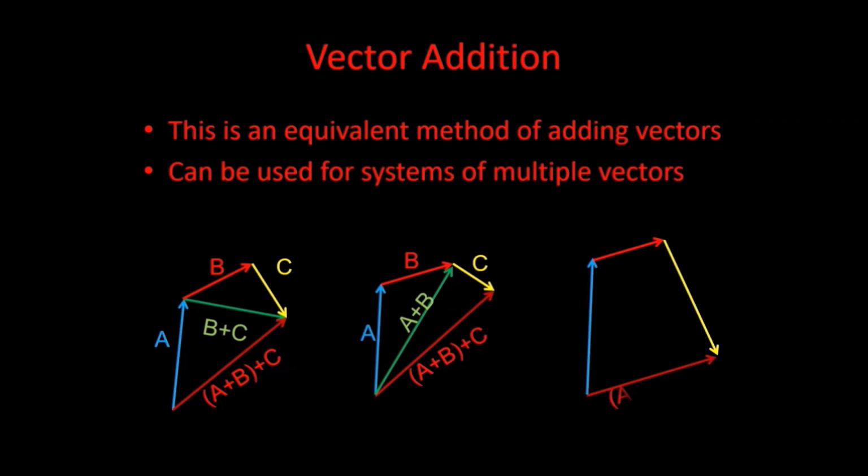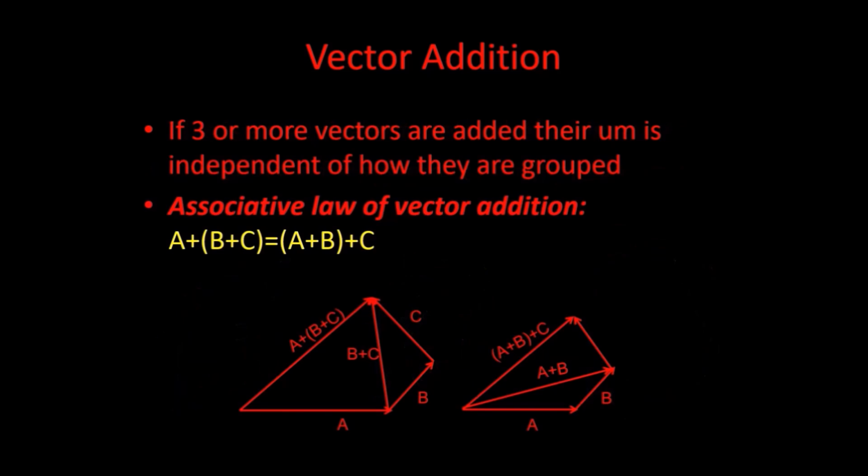Finally, here we have vector A this direction, B, and now C comes back in the direction of A. So this would be A plus B plus C from here to here. If three or more vectors are added together, then their sum is independent of how you group them. That's referred to as the associative law of vector addition. So A plus B plus C, as we said, is B plus A plus B plus C.